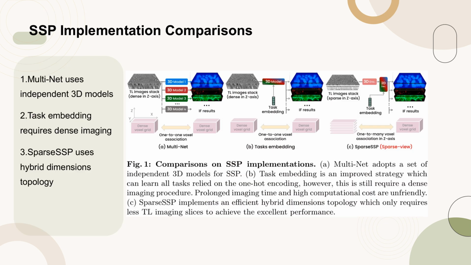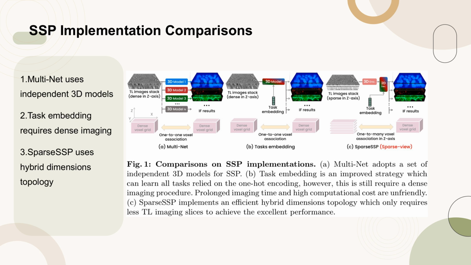Figure 1 illustrates the differences in subcellular structure prediction (SSP) implementations. Panel A shows MultiNet, which employs a set of independent 3D models for SSP. Panel B depicts task embedding, an improved strategy that relies on one-hot encoding for all tasks but still necessitates a dense imaging procedure, leading to prolonged imaging time and high computational costs.